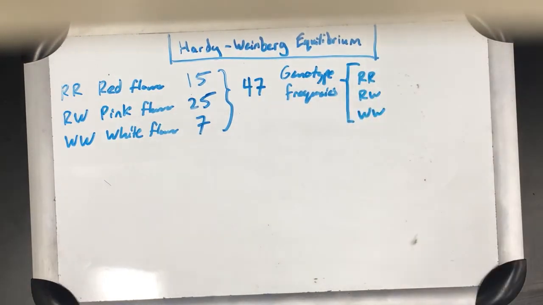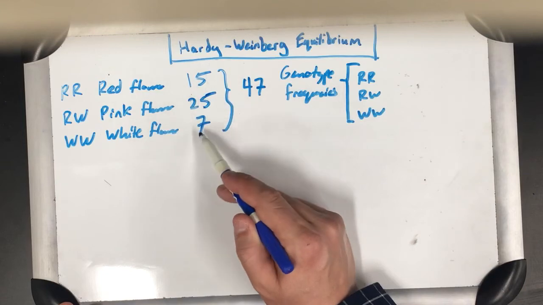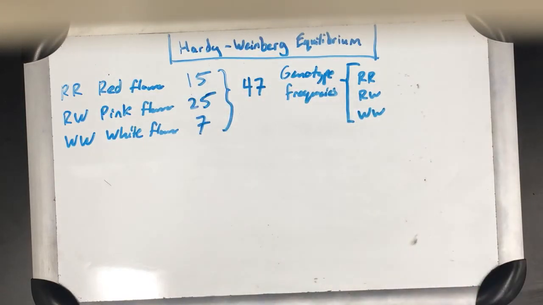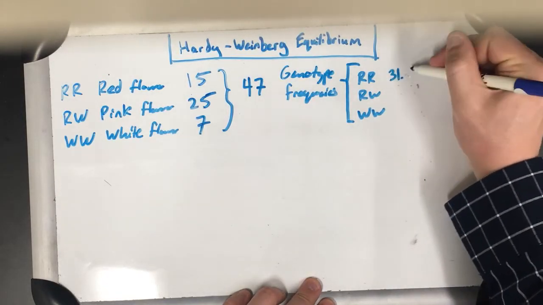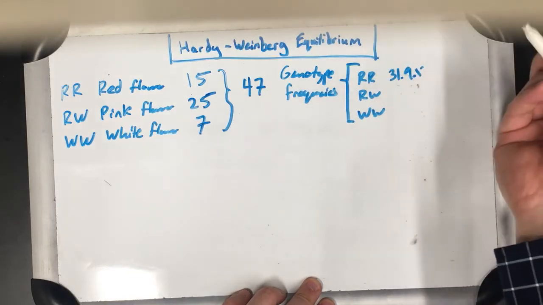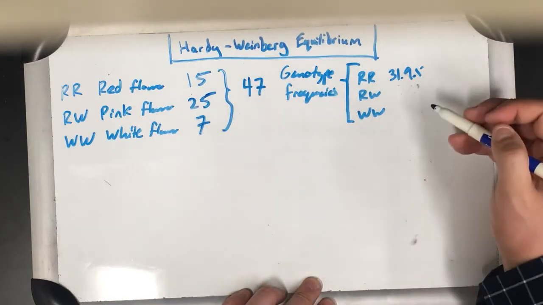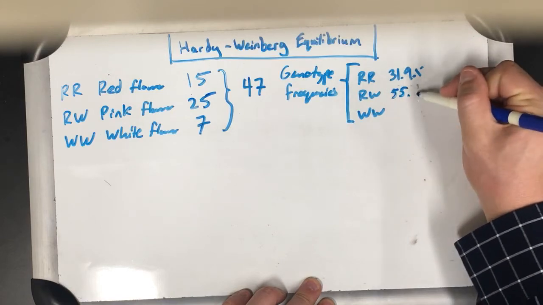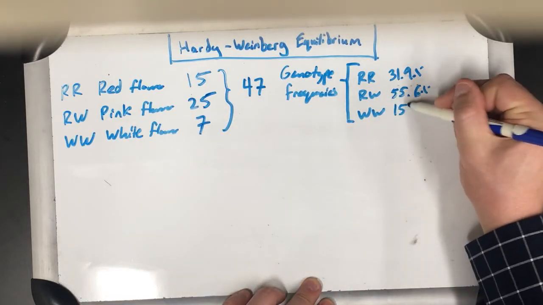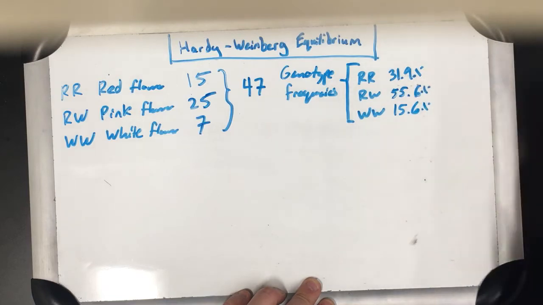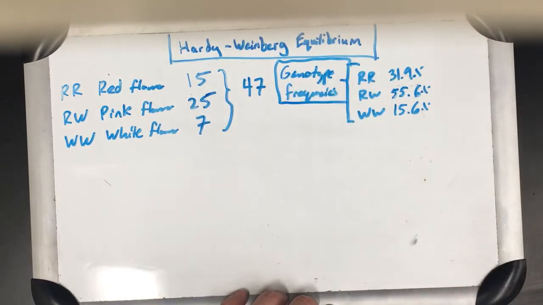If I ever ask you for a genotype frequency, that's just the percentage or decimal, whichever one you want to do, of each type of genotype out of the total. So 15 divided by 47 is 31.9%. You could do decimals too, it's probably easier, but I'm just going to do percent. 25 divided by 47 is 55.6%. And then 7 divided by 47 is 15.6%. Okay? So those are your genotype frequencies. Those are all figured out if we already know those. So that's easy, that's good.